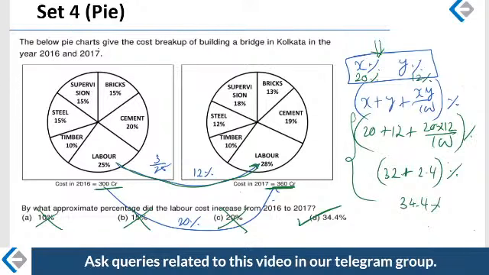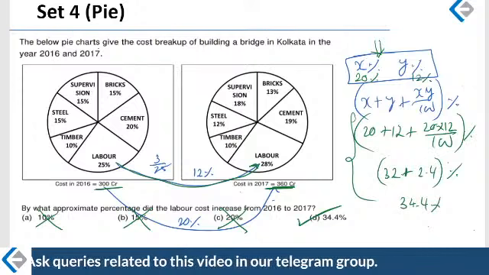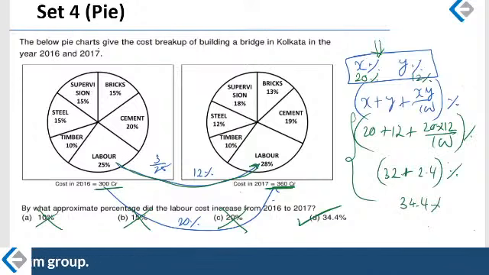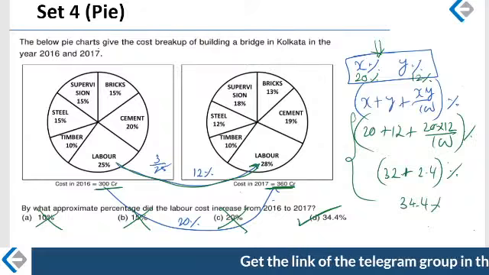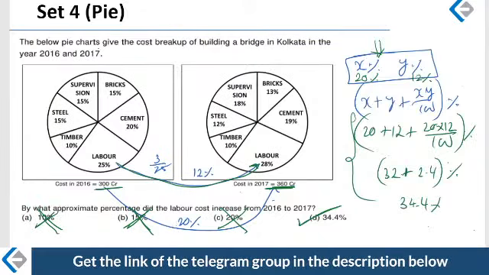Right now, what is the quickest method? Just by visual inspection. You know that the base itself has increased by 20%. Then what is the need to do this calculation? Every other answer option is less than 20%, and my answer is anyway more than 20%.